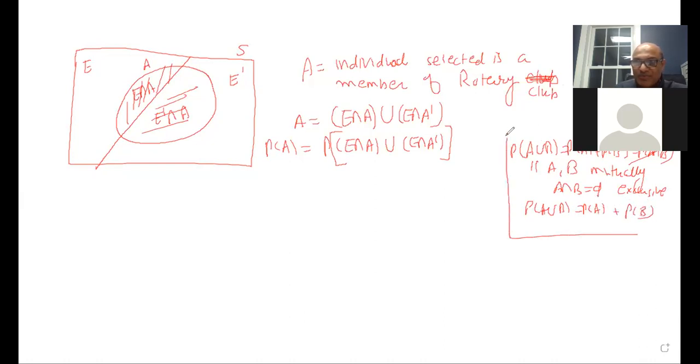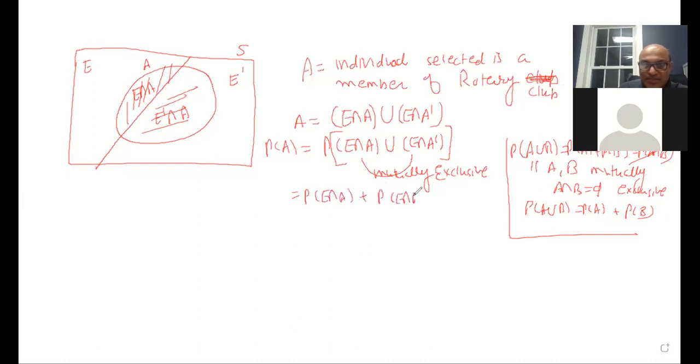Exactly the same concept we are going to use over here, that probability of E intersect, because both the events are mutually exclusive. So I can write that as probability of E intersection A plus probability of E dash intersection A. Sorry, my bad.